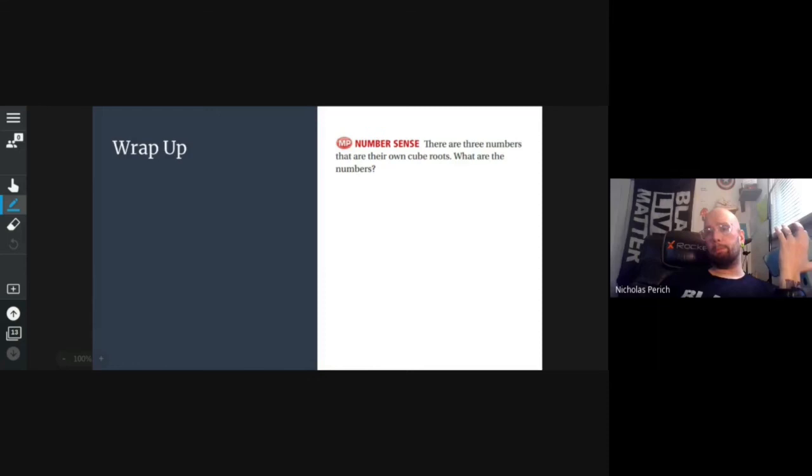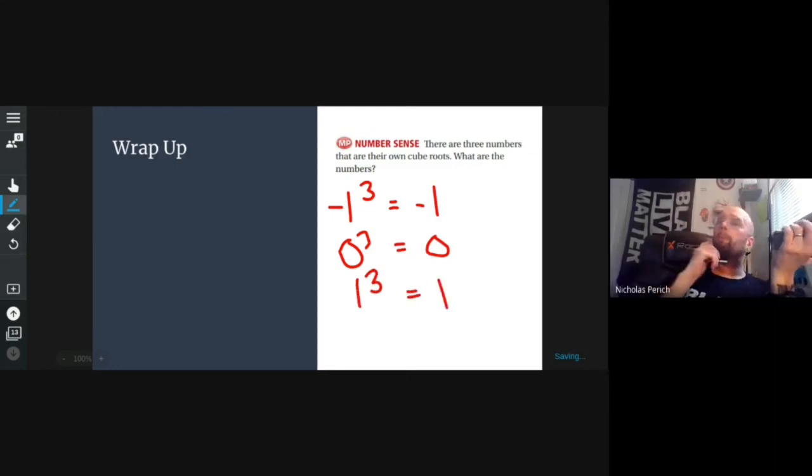And that's that. There are 3 numbers that are their own cube roots. What are those numbers? So what times what times what gives you its own number? -1 times -1 times -1 is -1. 0 times 0 times 0 is 0. And 1 times 1 times 1 is 1. Those are your 3.